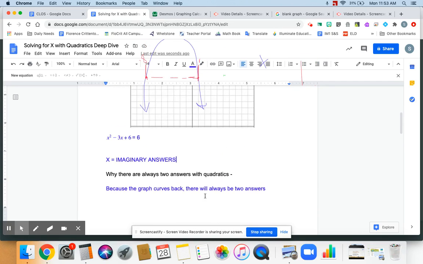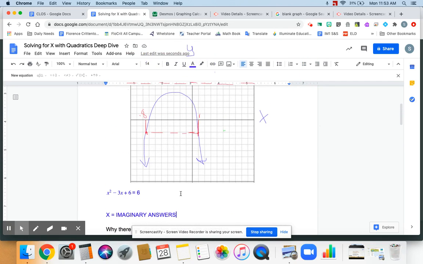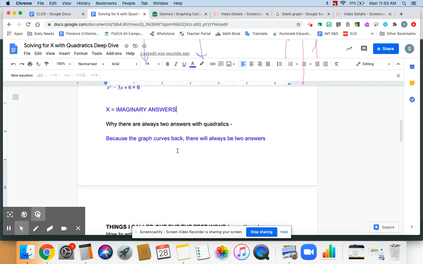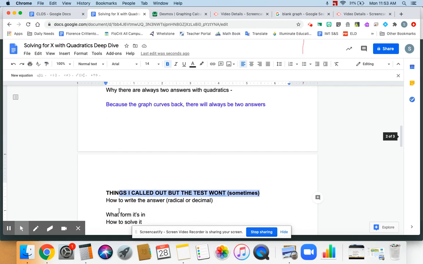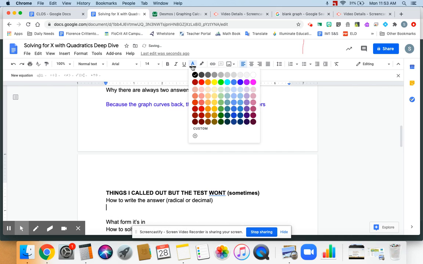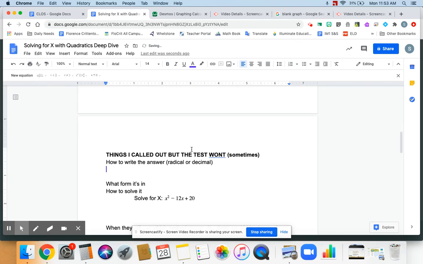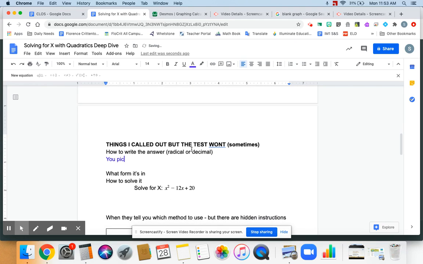So other ways this can get harder, besides understanding what we're doing when we're solving for x, is that when you take the test, there are going to be some things I call out, but the test won't sometimes. For example, how to write the answer, whether it's in a radical form or a decimal form. I usually always tell you what to do. A lot of the times the test won't. You get to pick.